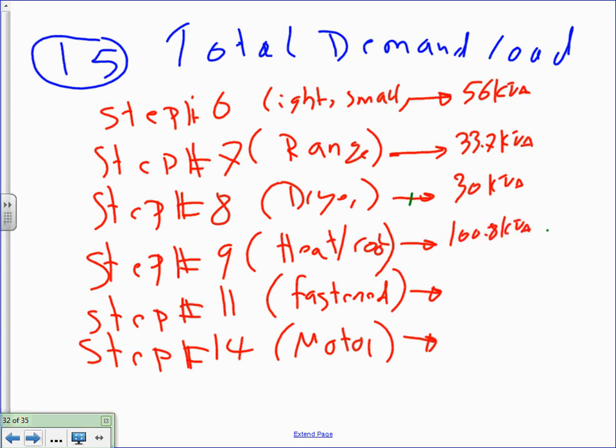How about fastened in place? 75 kVA. And the last step for the motor, what was it? 8.4 kVA. I'm going to add them all up. Anybody disagree with these numbers? I know we were doing some approximation when we were doing it. I need 2 gentlemen to add them all up.